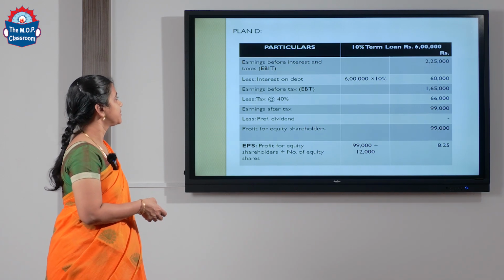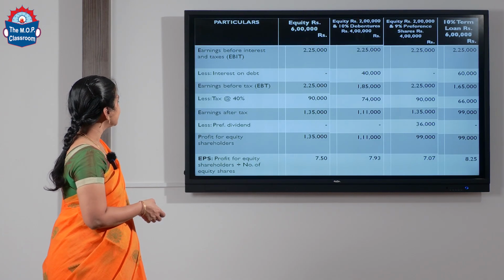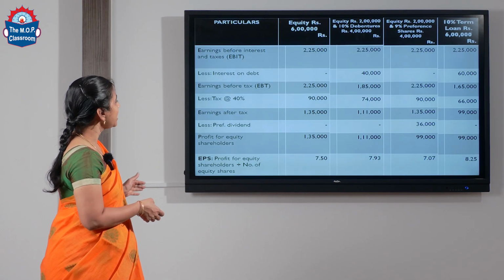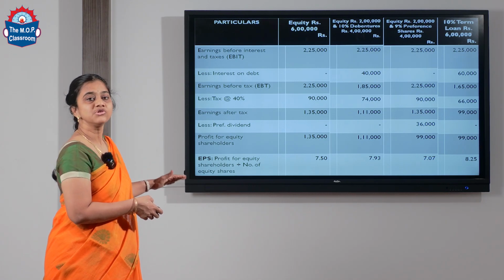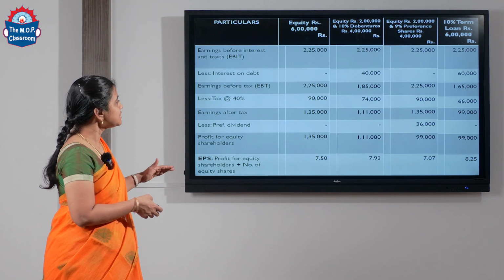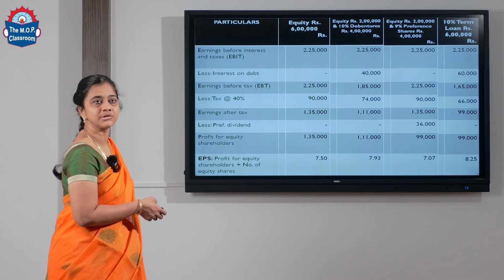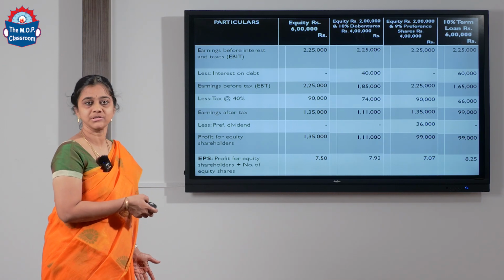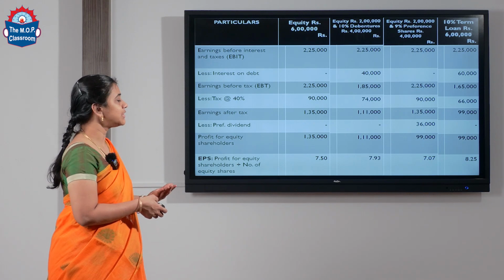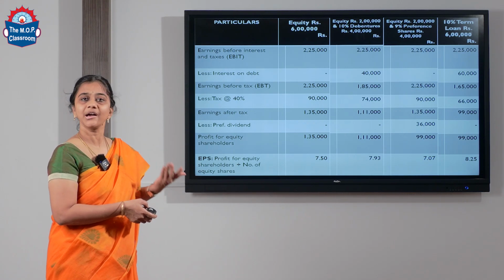Now to sum up the 4 plans. We can see that EPS varies for every combination of debt and equity. So the financial manager has to choose plan D, the last plan, for implementation, because EPS is highest only for that option. So our objective is to maximize EPS, which will enhance the market price.